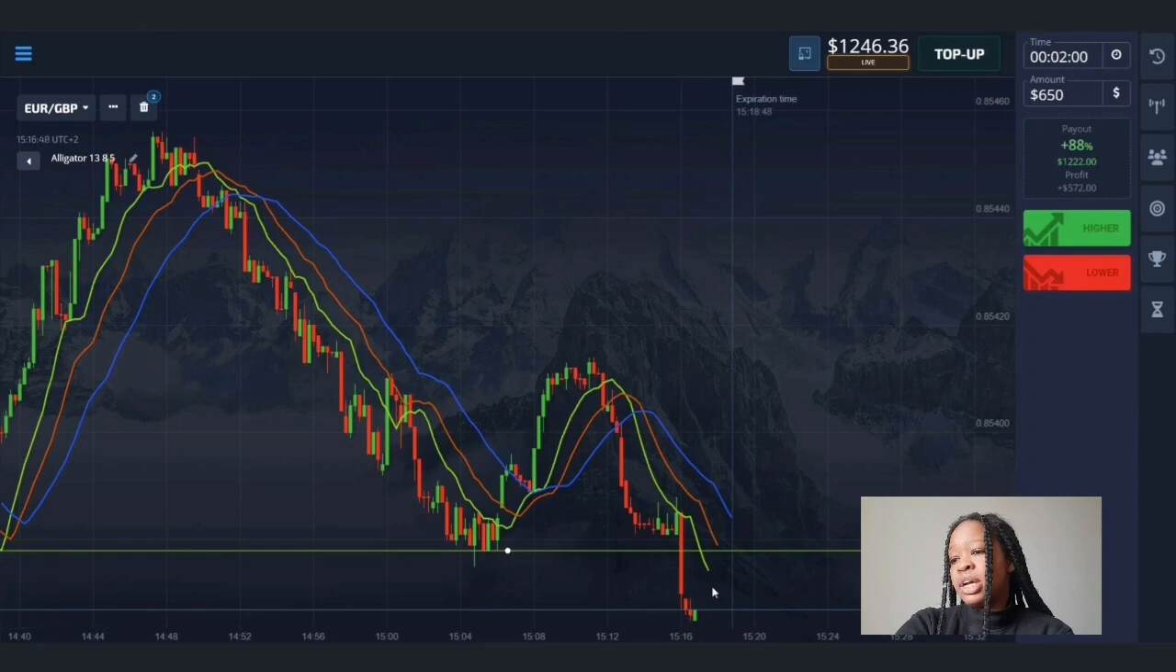Price trended down here, as you can see, and broke through this level, and it has brought me very good profit. But let me go on.